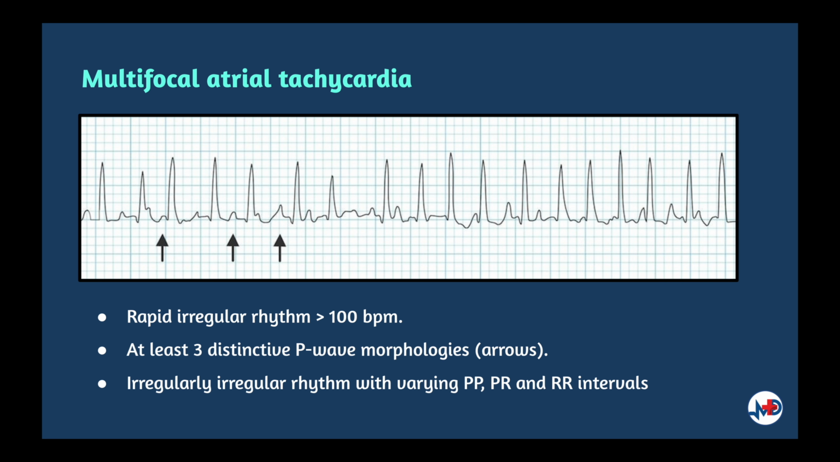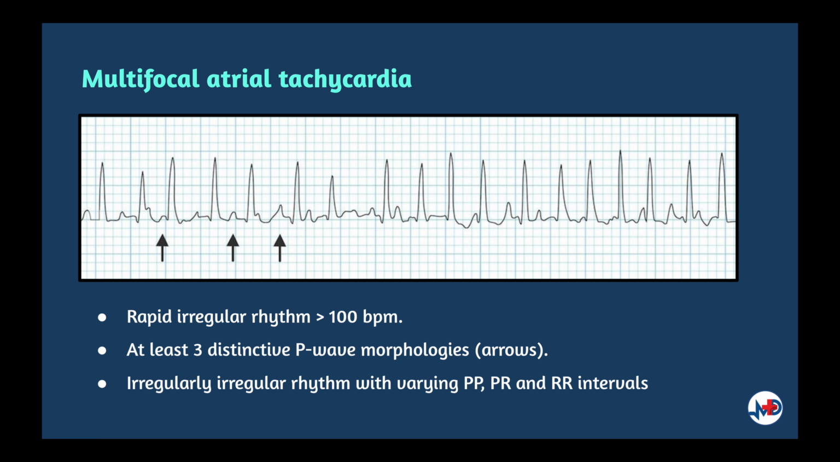Next is multifocal atrial tachycardia. It is a rapid, irregular atrial rhythm arising from multiple ectopic foci within the atria, most commonly seen in patients with COPD or congestive heart failure. It is typically a transitional rhythm between frequent premature atrial complexes and atrial flutter or fibrillation.